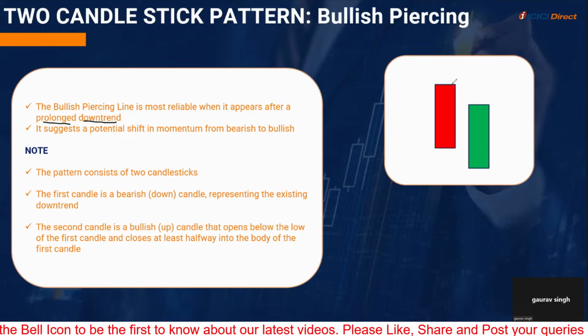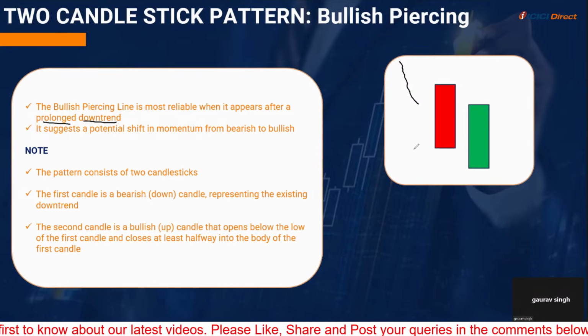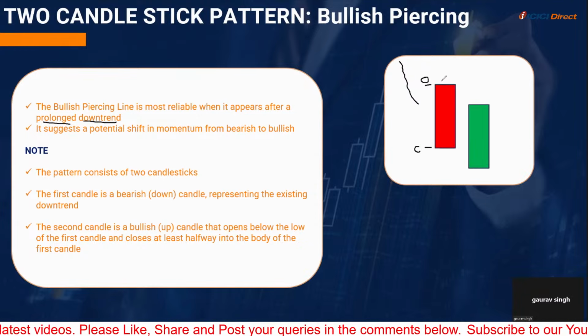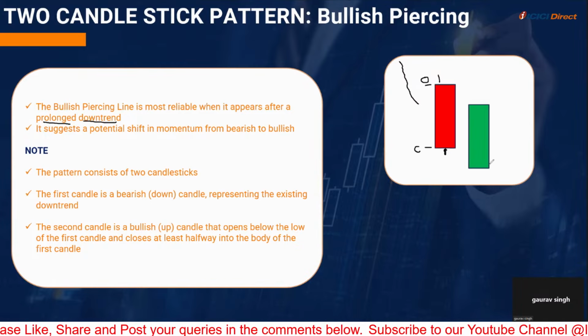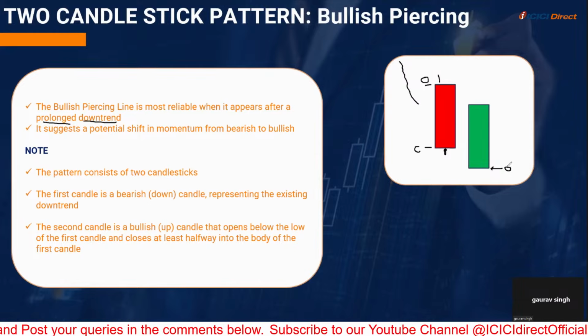So first, we should have a red candle. Suppose there is a downtrend, and we have this candle. The next candle, which is a green candle, should open below the close of this red candle. I'll just indicate O and C here so it will be easy for you to understand. For this red candle, this is the open price and this is the close price. Whenever a piercing has to happen, the next candle will open below the close of the previous candle.